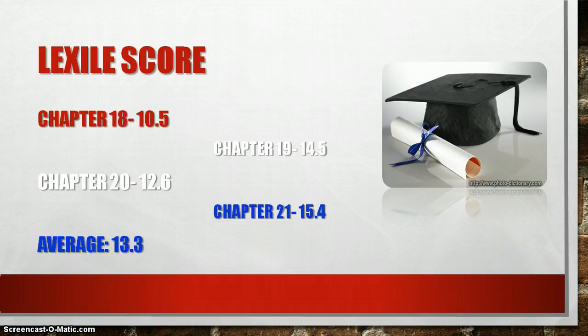I found that Chapter 18 received a score of 10.5, which is slightly above the 10th grade reading level, Chapter 19 a 14.5, Chapter 20 a 12.6, and Chapter 21 a 15.4, giving the book an overall Lexile score of 13.3, which is slightly above a high school reading level. This book could be used in American government classes for gifted and talented students, but would not accommodate ESL students in any way unless the text could be translated for these students.